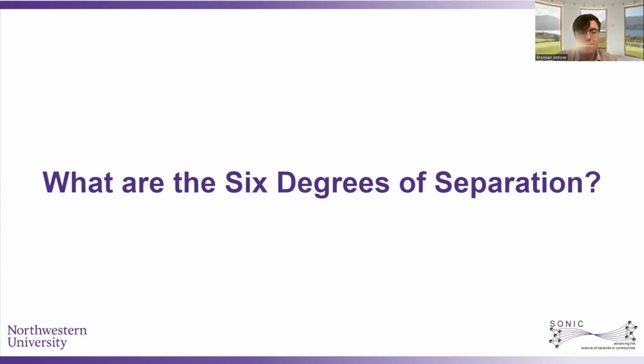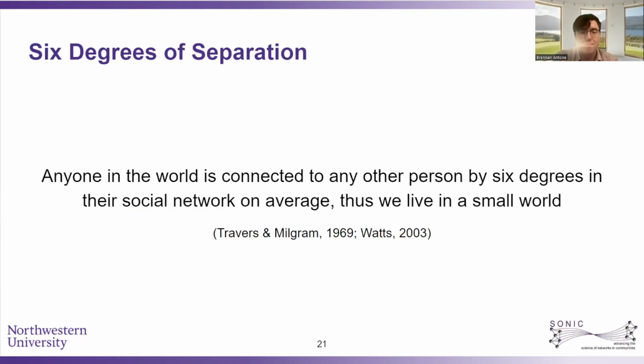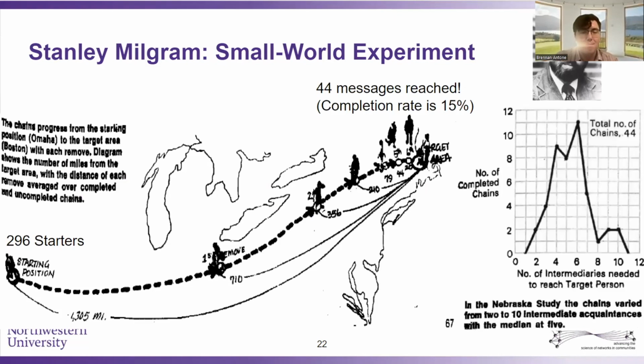We introduce these tools to introduce the concept of six degrees of separation. The concept is that anyone in the world is connected to any other person by six degrees, and that's why we say it's a small world. This was proven by Stanley Milgram's classic small world experiments, where 290 starters were located in Omaha. At that time, Omaha was considered the edge of the world from Boston. Can you believe it? These 290 starters received packets saying that the packet needs to go to Trevor, a stockbroker in Boston.